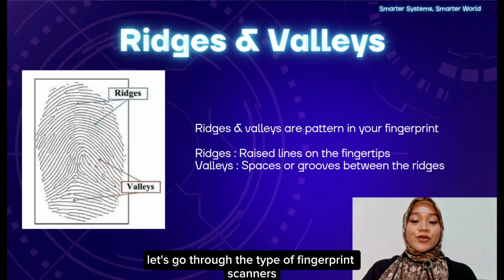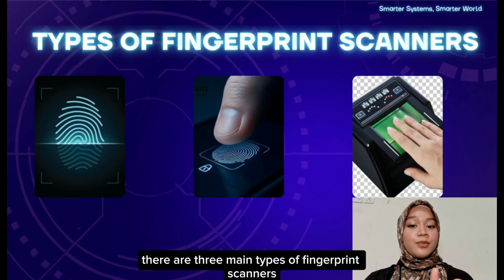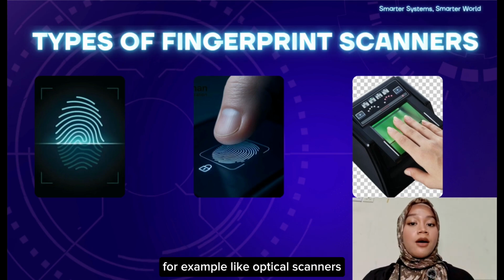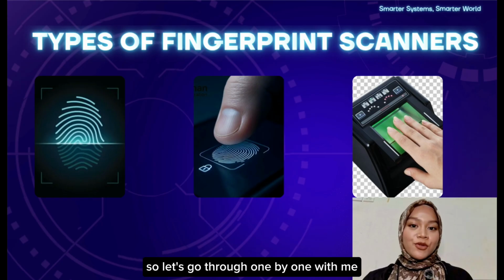So now, let's go through the types of fingerprint scanners in our modern world today. There are three main types of fingerprint scanners: optical scanners, ultrasonic scanners, and capacitive scanners. So let's go through them one by one with me.